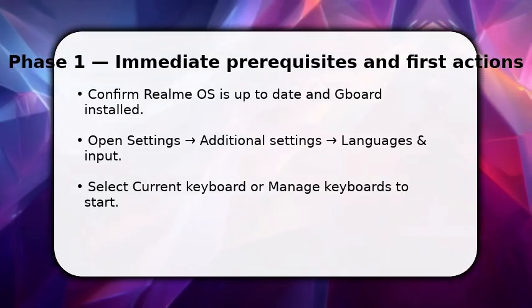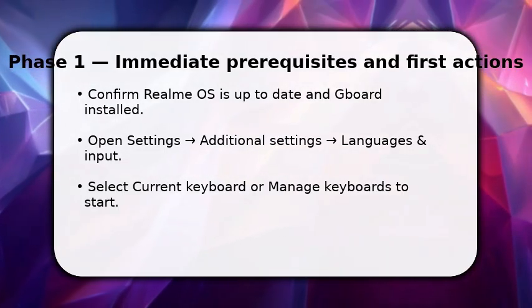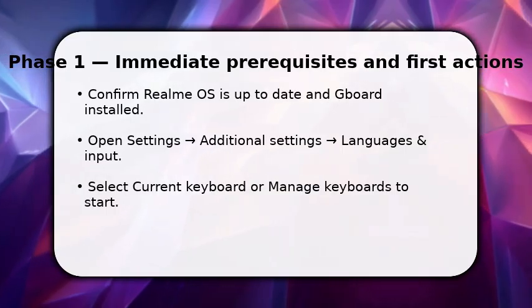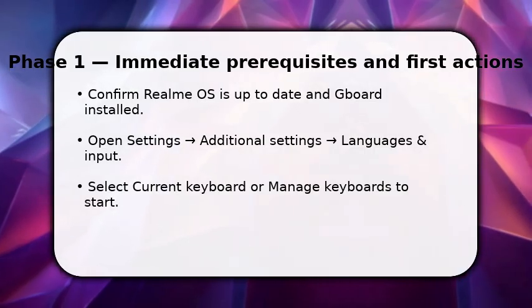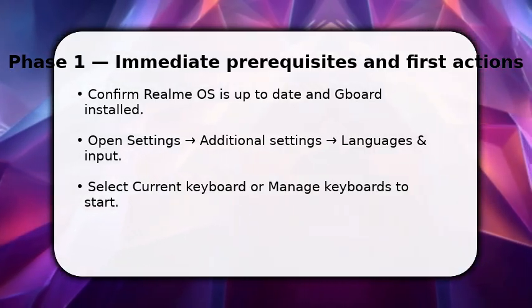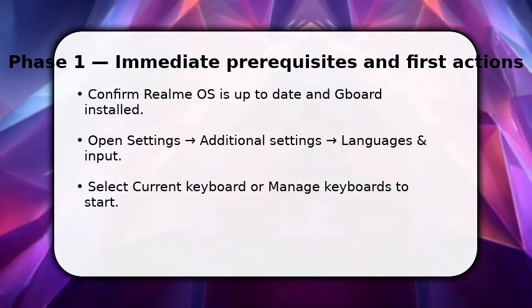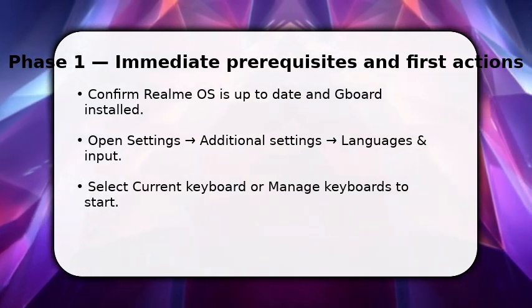Next, tap Current Keyboard to view active input methods, or choose Manage Keyboards to see Gboard listed. You're initiating removal now, not just inspecting, so hold on the screen. The next actions will disable or uninstall the Untilda layout or the app itself.